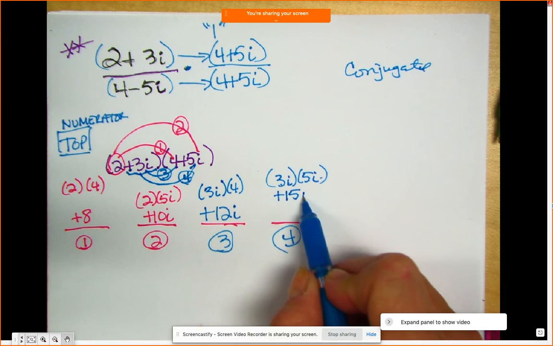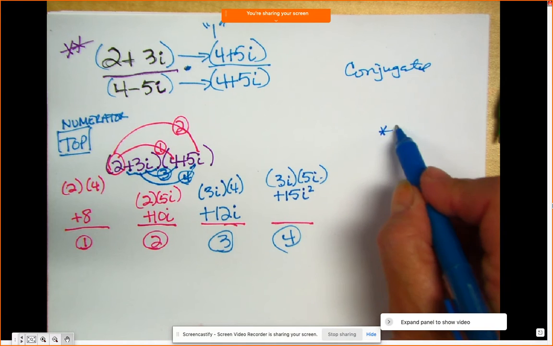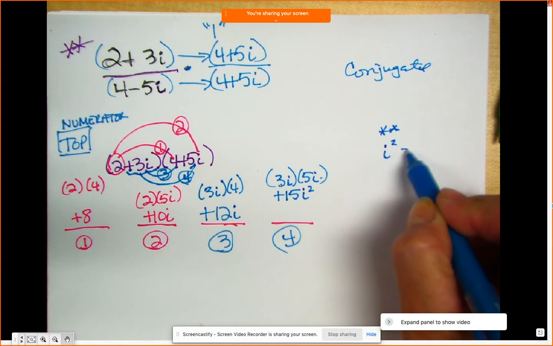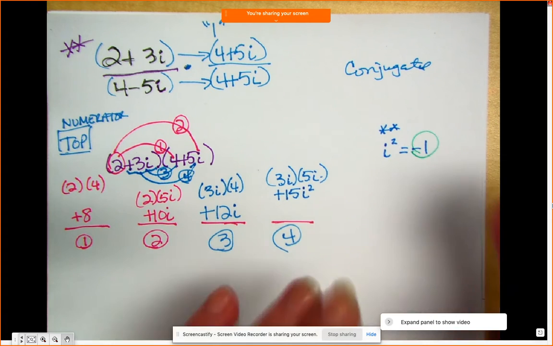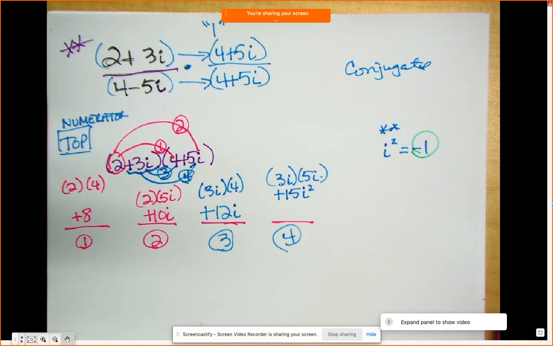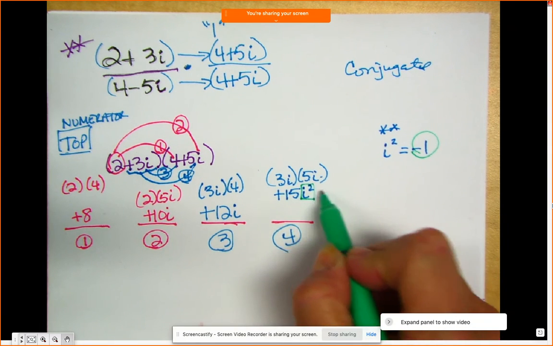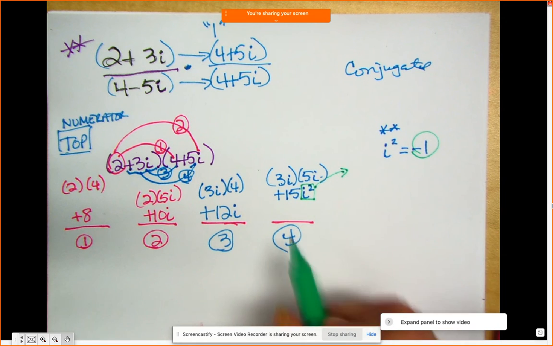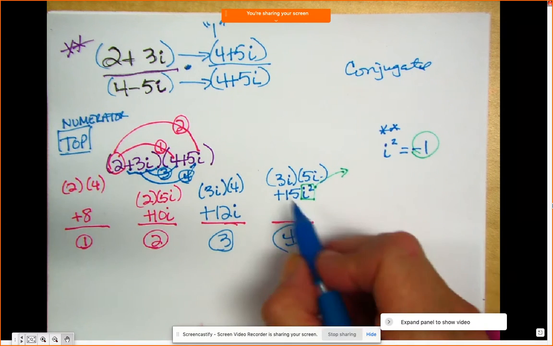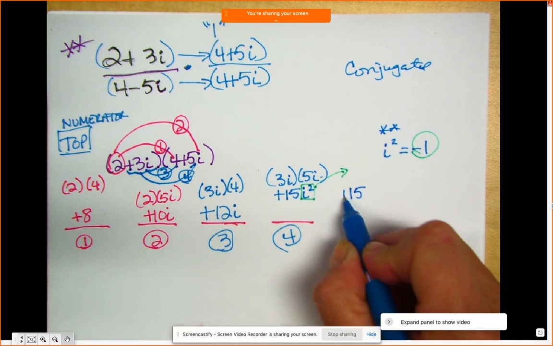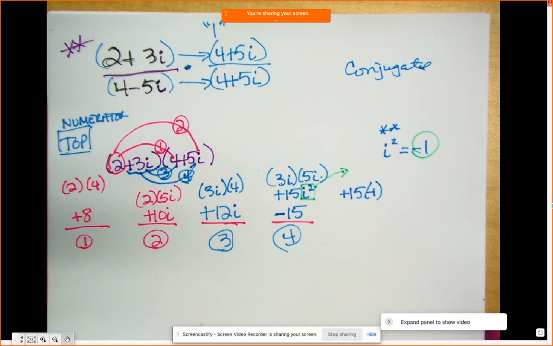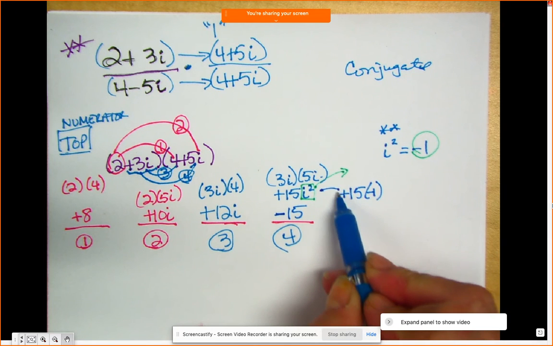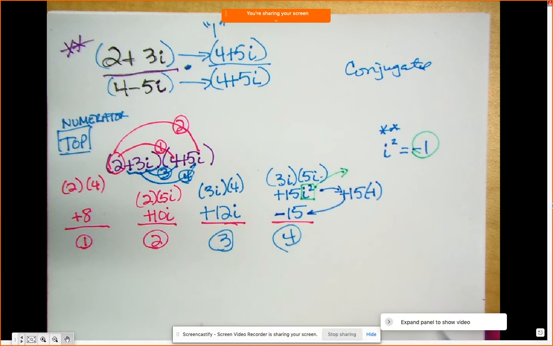i times i is i squared. Whoa, Spidey sense. You get i squared, it should be equivalent to -1. Substituting today for i squared is -1. Yay, round of applause for -1. This is going to come out. -1 is going in. So this is going to be 15 positive times -1, which will be -15. Hopefully I didn't lose anyone there. I went to here, and I came back to here.